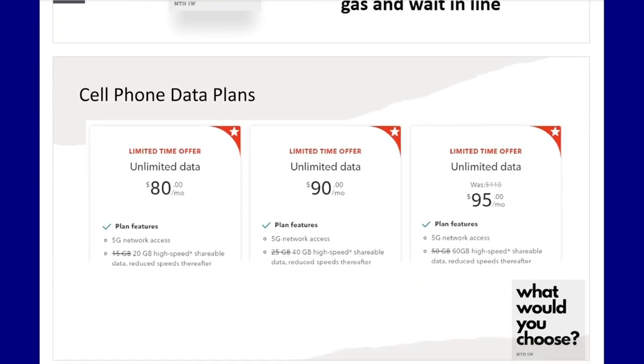Cell phone data plans. Would you choose the $80 per month, 5G access, 200 gigs of data? $90 a month, 5G access, 40 gigs of data? Or $95 a month, 5G access and 60 gigs of data? So which one would you choose? Why would you choose it? Is there anything influencing that choice?